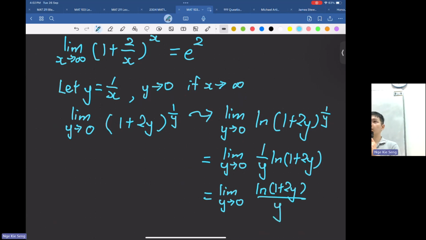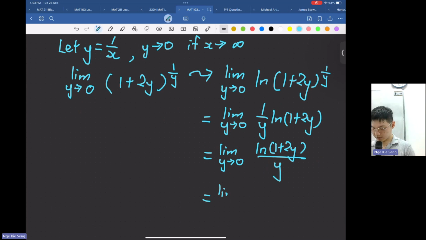Top goes to where? When y goes to 0, ln 1 is 0, right? Bottom also goes to 0. So 0 over 0 is undefined. So what should you do? L'Hopital, right? We can use L'Hopital's rule. So how to use L'Hopital's rule here?